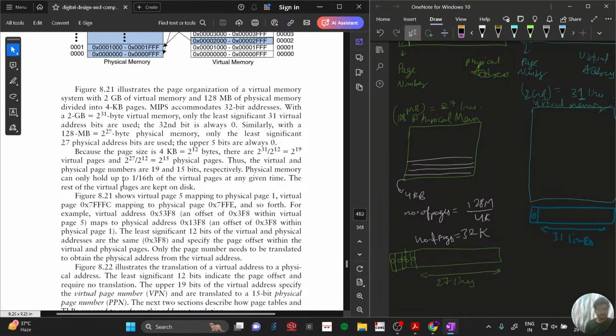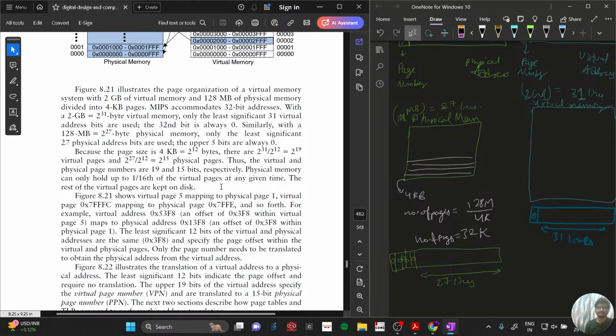Physical memory can hold up to 1/16th of virtual pages. Why? Because there are more extra bits for virtual memory, like 16 pages for one page of physical memory. There will be 16 pages of virtual memory. So that is what he is mentioning. Physical memory can hold up to 1/16th of virtual pages at any given point.